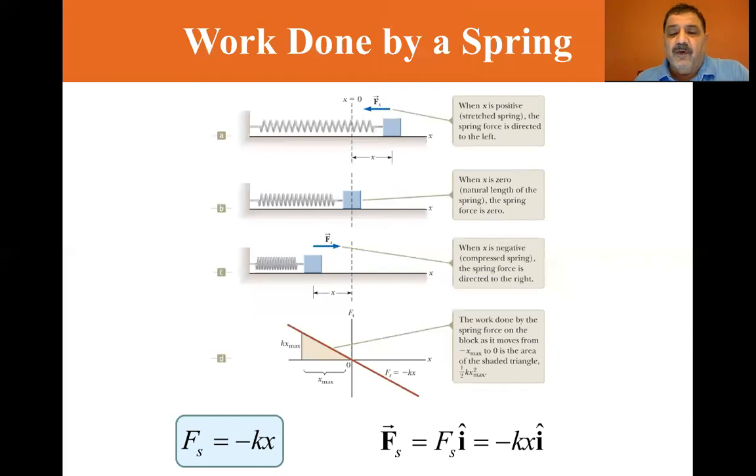Now the vector form is already shown. The spring force Fs in the i direction is equal to minus kx times i. The negative sign signifies that the force exerted by the spring is always directed opposite the displacement from equilibrium. It's sometimes called the restoring force.